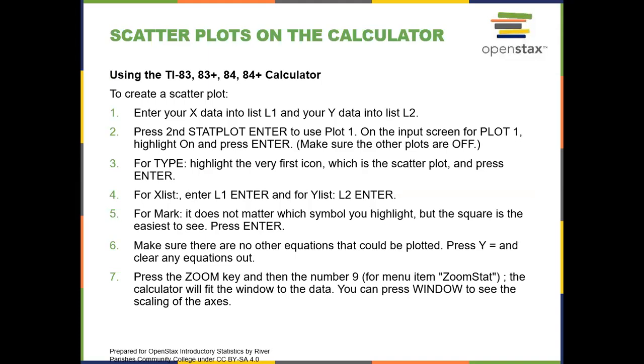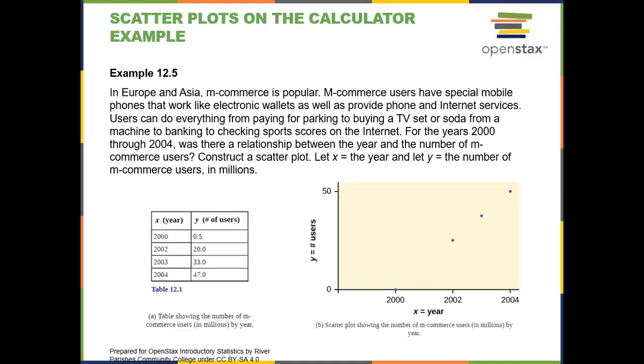So here they explain how to use the calculator to do a scatter plot. Later on, we will show you a problem that I worked using the TI-84, which will show you how to do this. Okay, so how do you make a scatter plot out of this? In Europe and Asia, M-commerce is popular. M-commerce users have special mobile phones that work with electronic wallets, as well as provide phone and internet services. Users can do everything from paying for parking to buying a TV set or soda, from machine banking to checking sports scores on the internet.